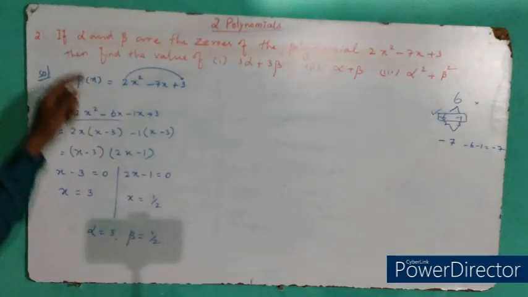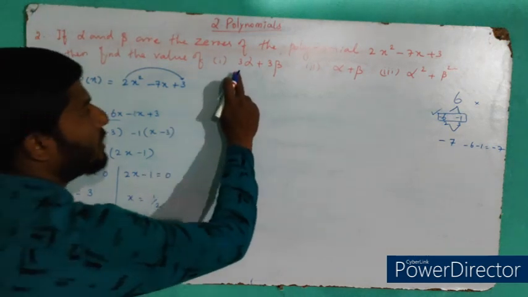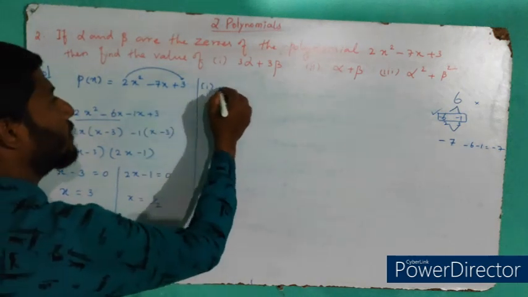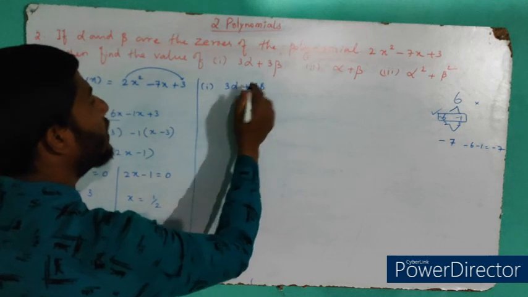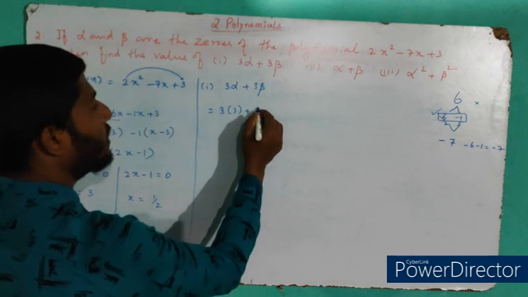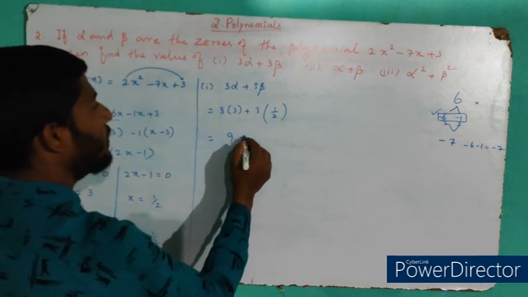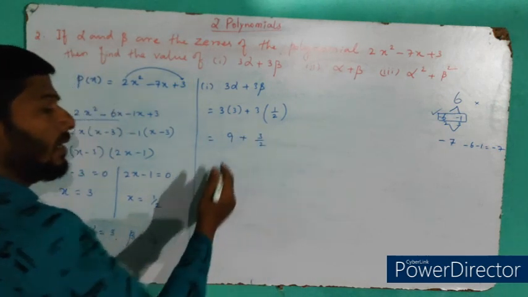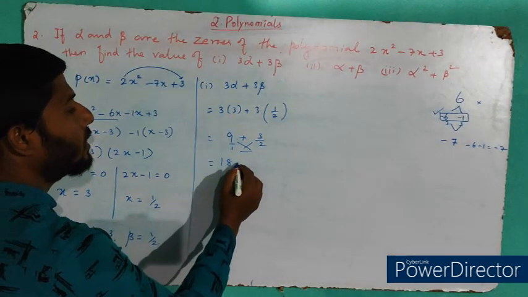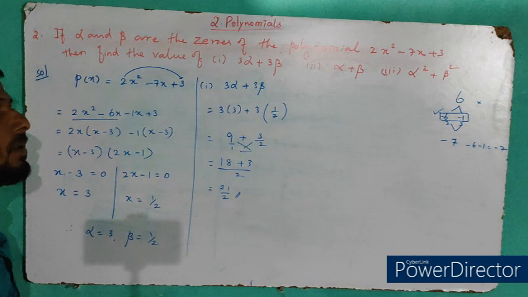Whatever zeros you are getting, we can name them alpha and beta. Next, let's find the values one by one. First option: 3 alpha + 3 beta. We know alpha value is 3. So let's apply: 3 into alpha value 3, plus 3 into beta value, 1/2. So 3 × 3 is 9, plus 3 × 1 is 3/2. Let's add now. For this, take denominator 1 and do the cross multiplication, so that you will get 21/2 as the 3 alpha + 3 beta value.